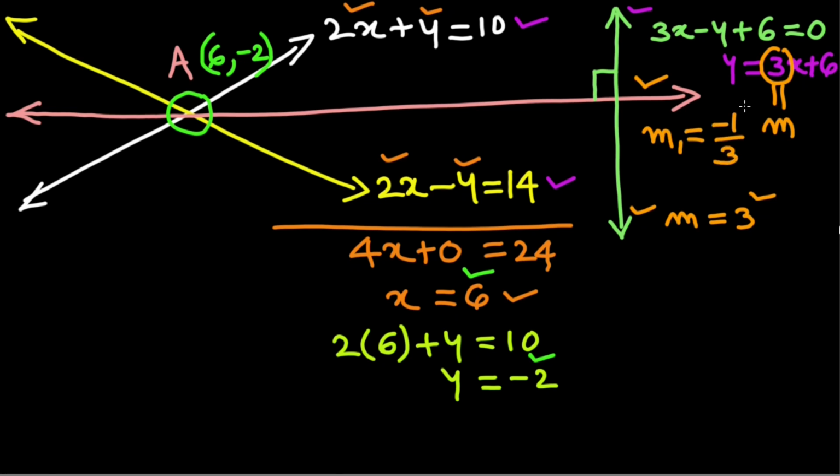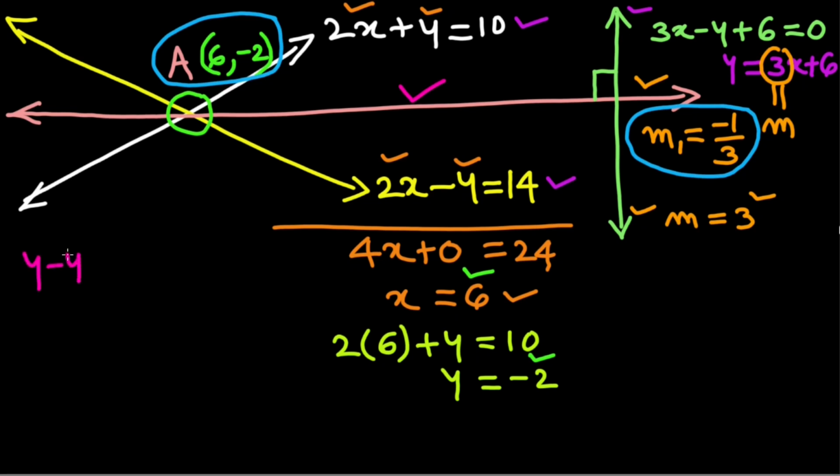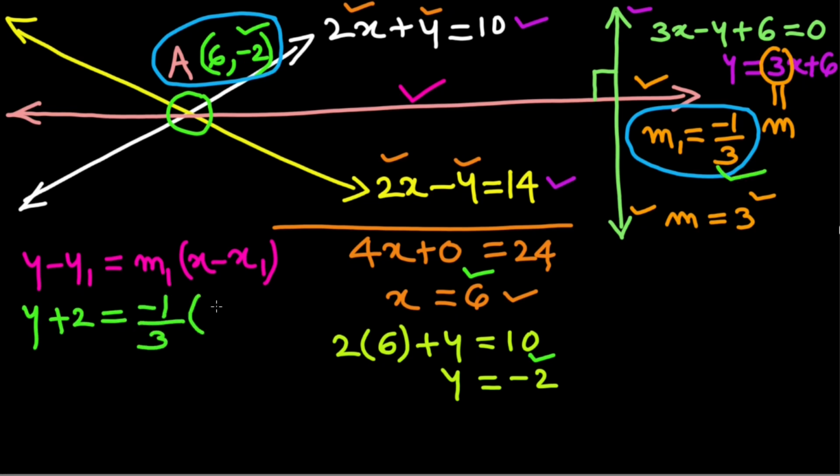Now that we know the slope of the line and one point on the line, which is (6, minus 2), we can find the equation of this line by slope point form. So we write y minus y1 equals slope m1 times x minus x1. So it will be y minus y1, which is minus 2, so it will be plus 2, equals m1, which is minus 1 by 3, multiplied by x minus x1, which is this 6.